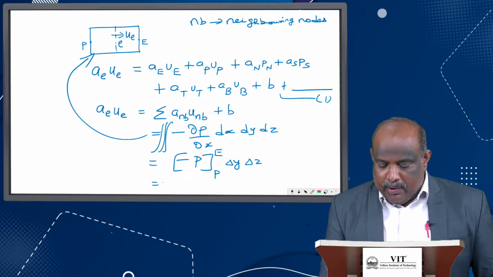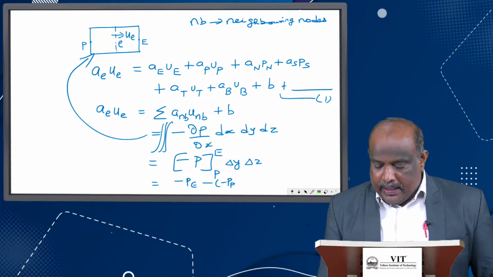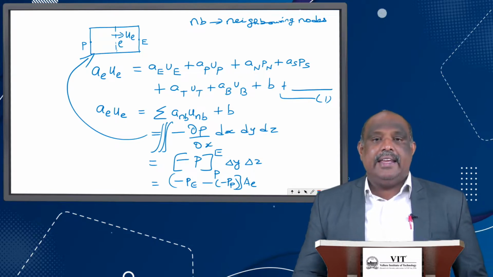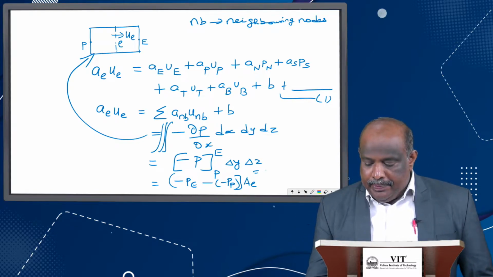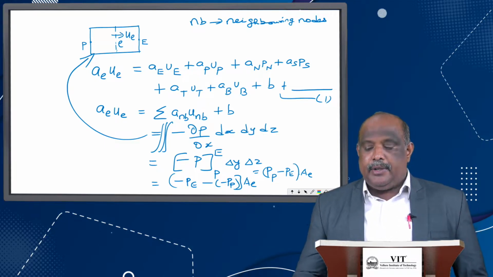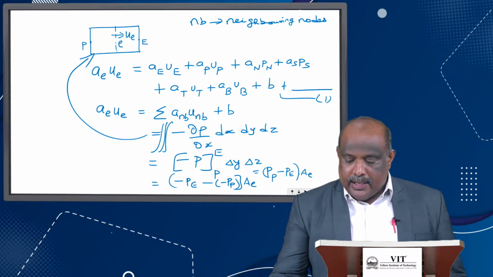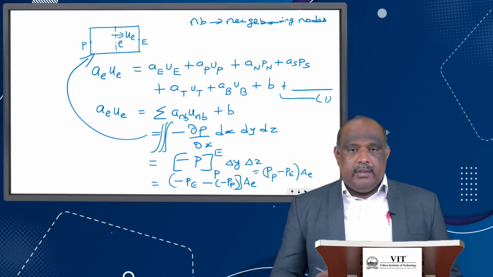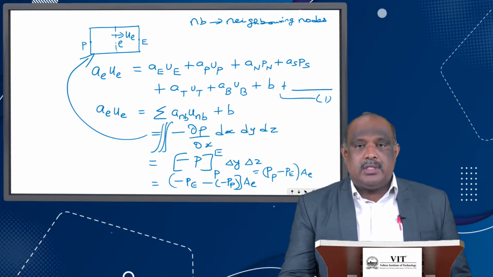So the final form will be what? It will become minus PE minus of minus PP into, this is nothing but my area. This is the area of this control volume, so I put it as aE. So the final form will be PP minus PE times aE, because minus of minus becomes plus. So this term should be added over here. As I told you, this discretized form of the u momentum equation will be the convection diffusion plus source plus the pressure gradient term.